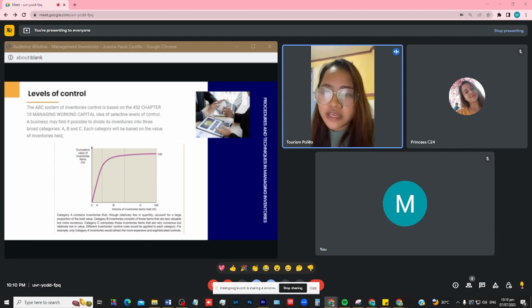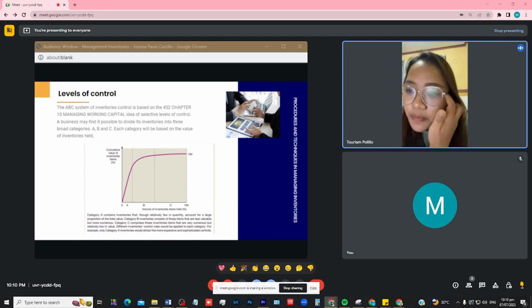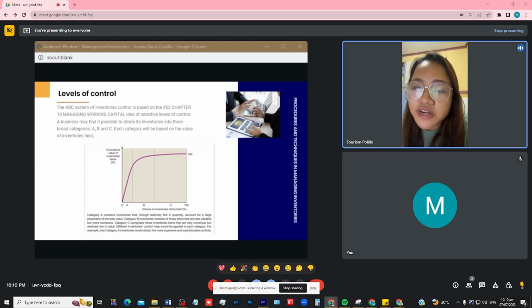Here in our example, category A contains inventories that, though relatively few in quantity, account for a large proportion of the total value. Category B inventories consist of those items that are less valuable but more numerous. And category C comprises those inventories items that are very numerous but relatively low in value. Different inventories control rules would be applied to each category.